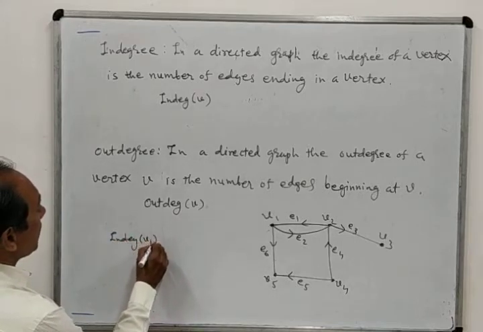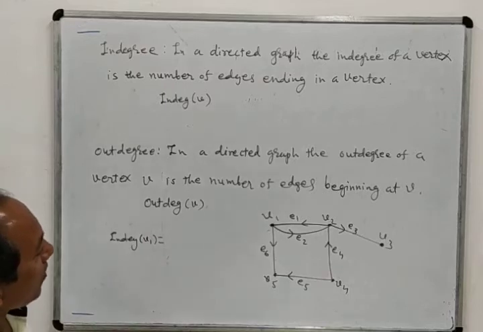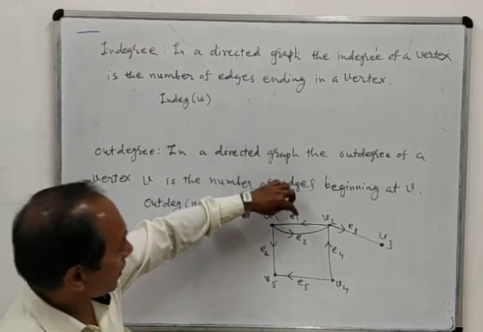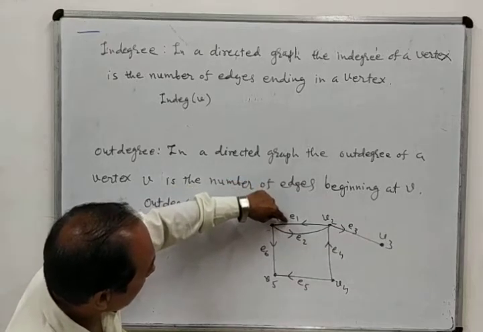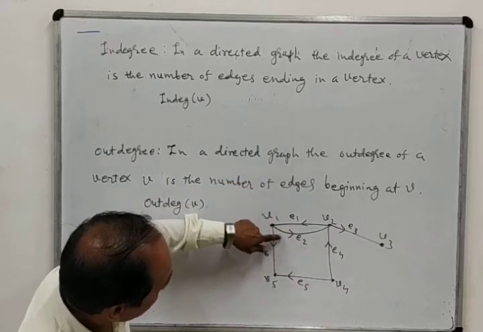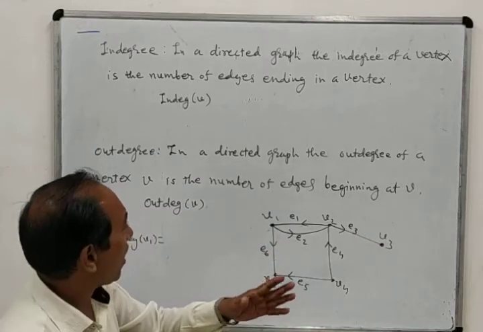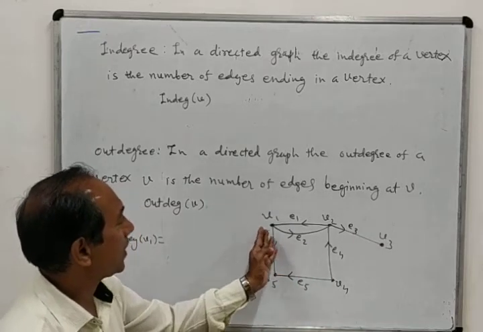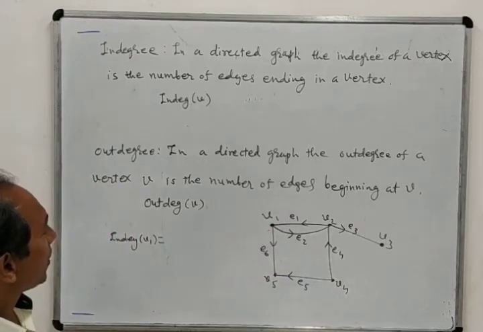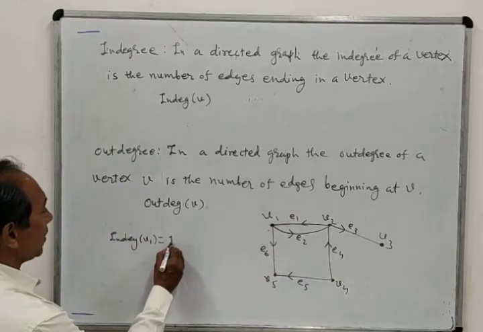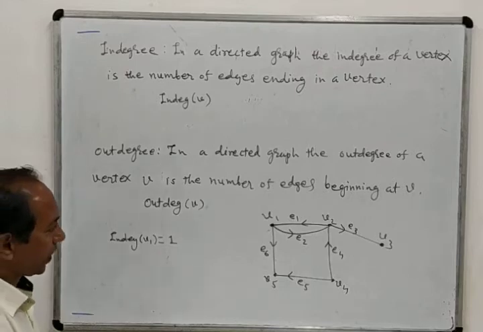In degree of V1 means the number of edges ending in a vertex. Ending in a vertex means we are coming towards V1. Here E1 is coming towards V1, E2 is not coming towards it, it is going outwards. That means it is beginning at V1. So only one edge is coming into V1, so in degree of V1 is 1.